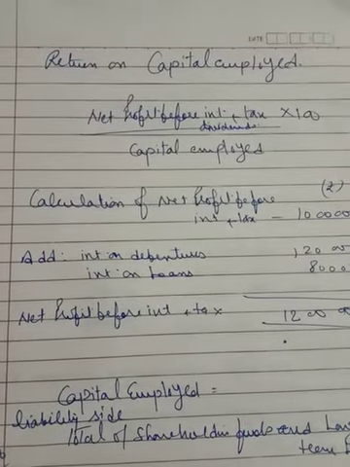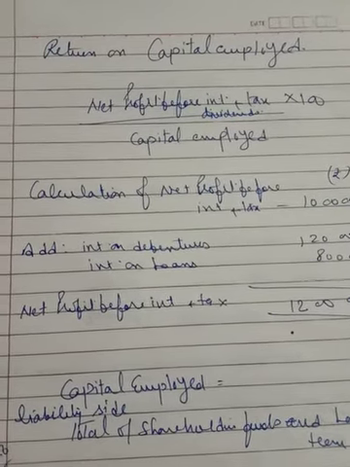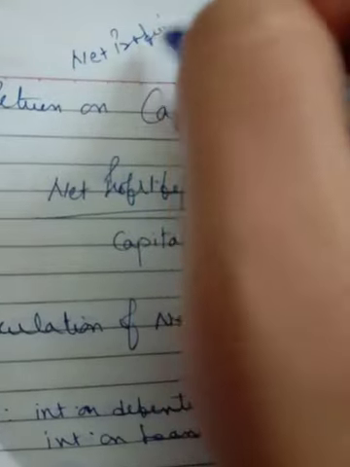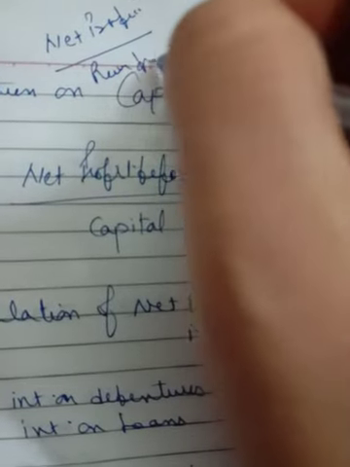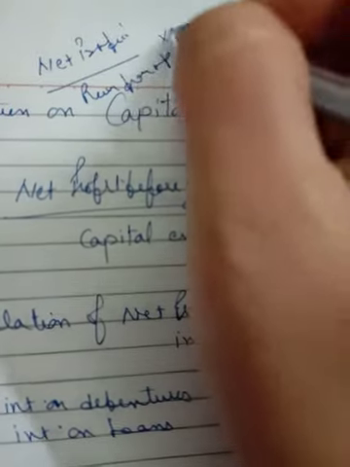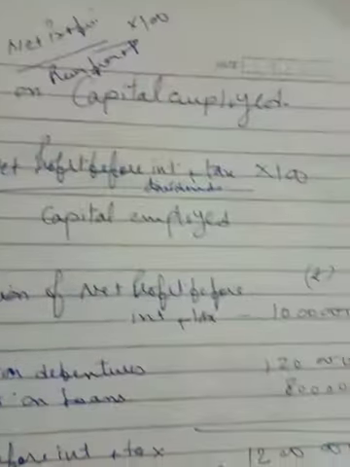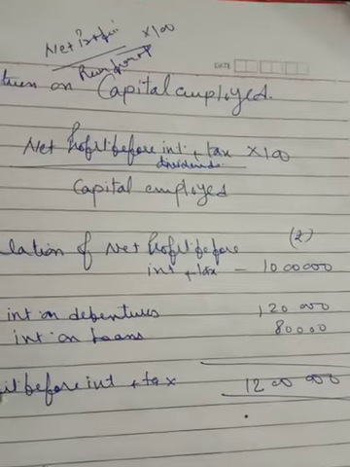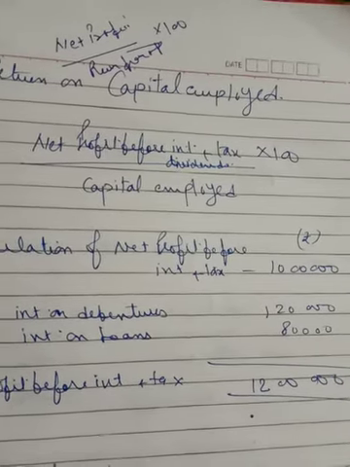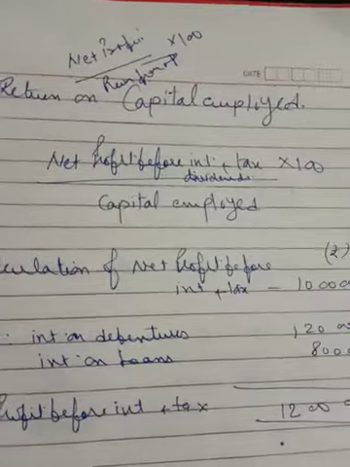Now the next formula is the net profit ratio. Net profit ratio can be calculated as net profit upon revenue from operations into 100. This is the formula of net profit ratio. Definitely, a higher net profit ratio indicates the good efficiency of the business. So net profit ratio is to be calculated in this way: net profit upon revenue from operations into 100.